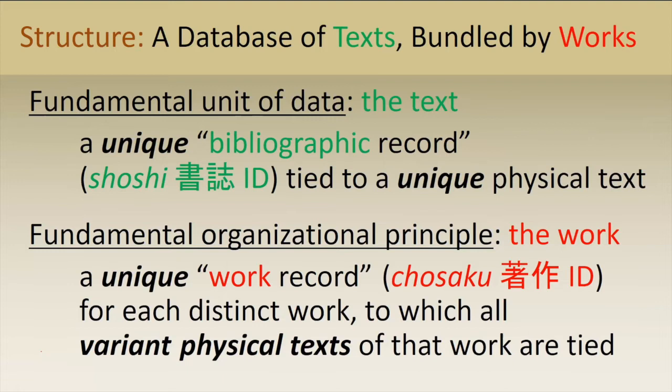In contrast, the database's fundamental organizational principle is the work, and for this simple reason. While each text is a unique physical object, its contents are often not so unique, with the same work being found in a number of different textual objects. NIJL's database thus ties texts together in groups according to their shared content. Each distinct piece of content, that is, each distinct pre-modern Japanese work, is represented in the database by a unique work record to which we assign an identifying Chosaku ID number, or work ID number.